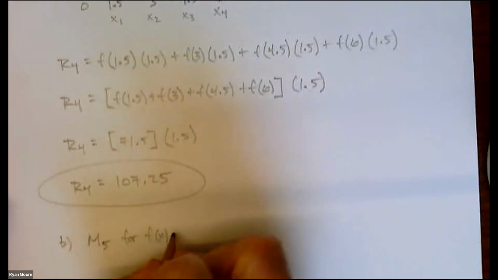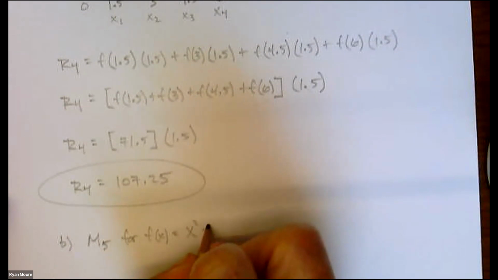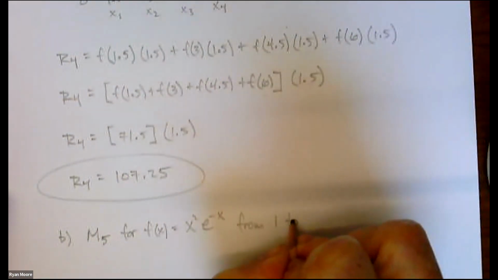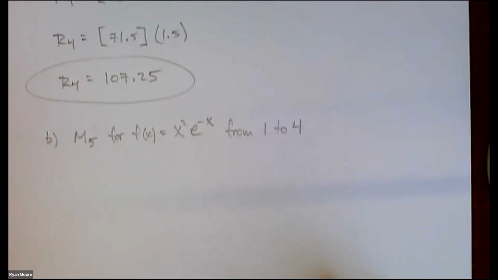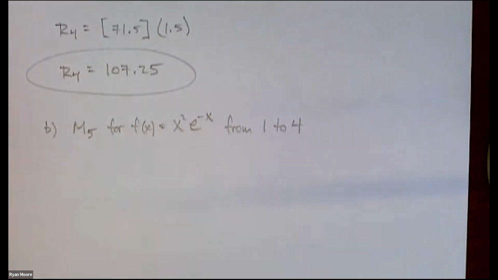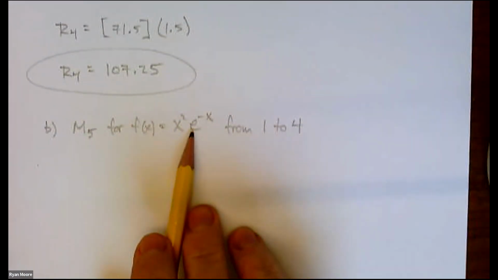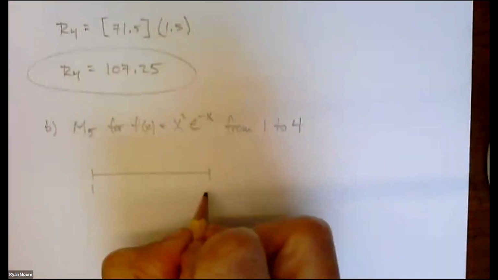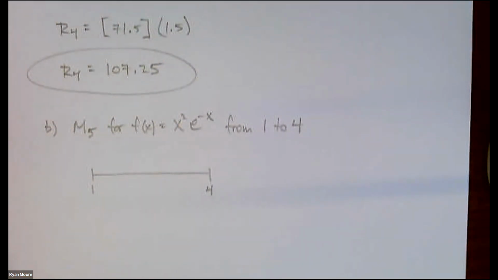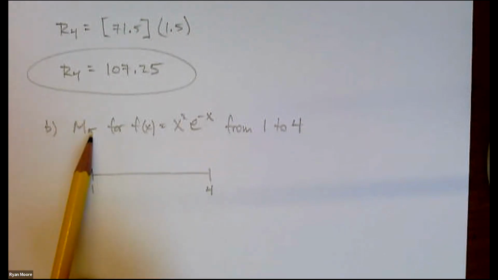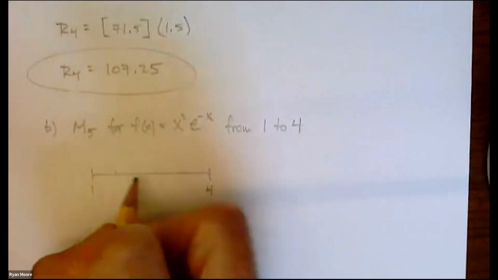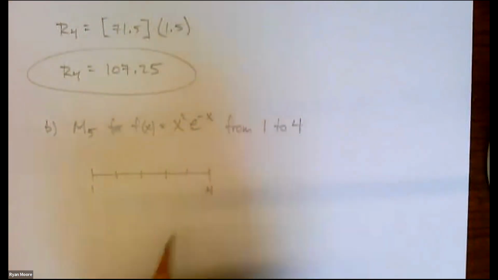M5 for f of x equals x squared e to the negative x from 1 to 4. I'm really glad I don't have to graph that for this one. I'm just going to create that number line from 1 to 4 and note how many subintervals there are. 5 of them. It's tough to do by eye. 1, 2, 3, 4, 5.